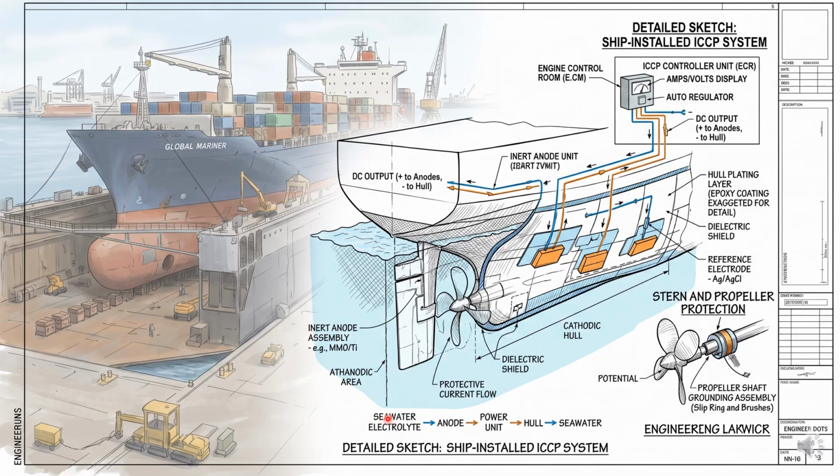You can see here seawater acting as an electrolyte, and the anode is there, and these anodes are connected with the power supply unit, and this power supply unit gives the DC supply and makes the hull electronegative. So that's how we can protect our ship hull from the corrosion.